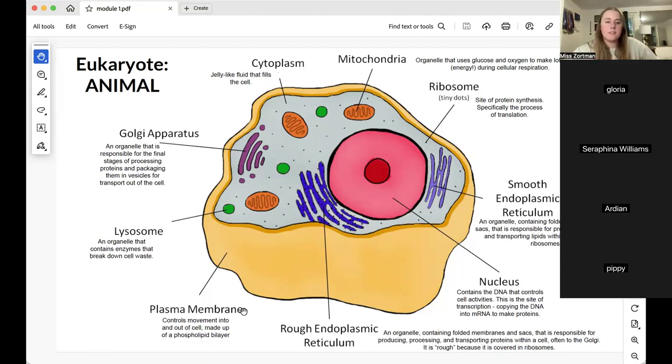Plasma membrane, that's the membrane that surrounds it. Lysosome contains enzymes that we're going to talk about again, that break down waste within the cell or recycle it.